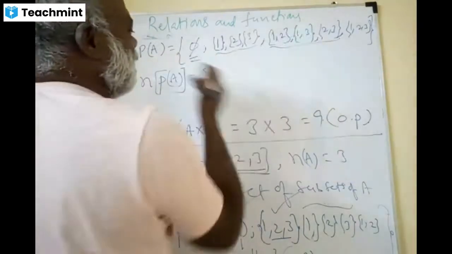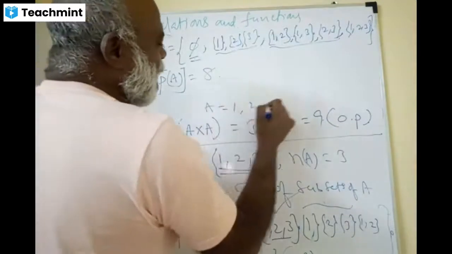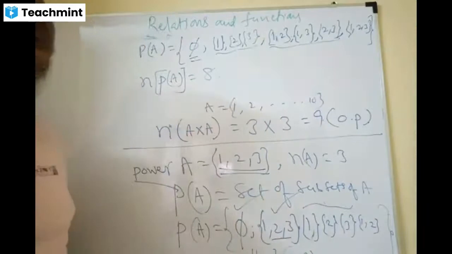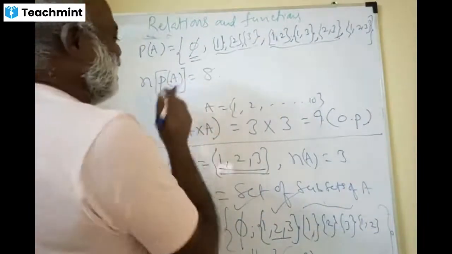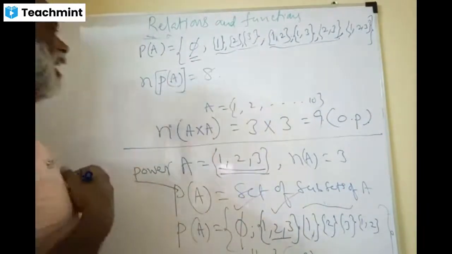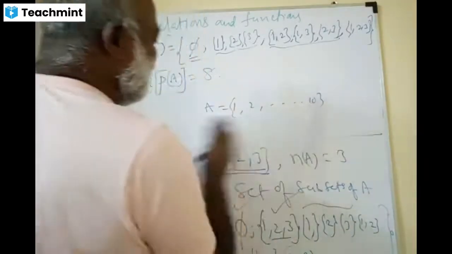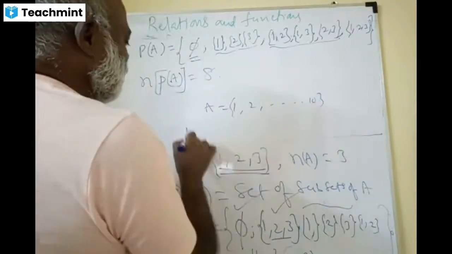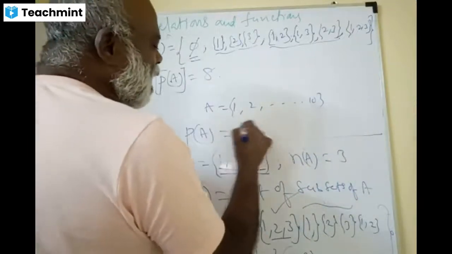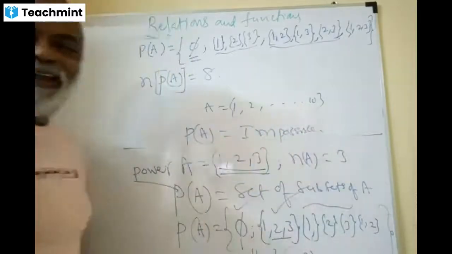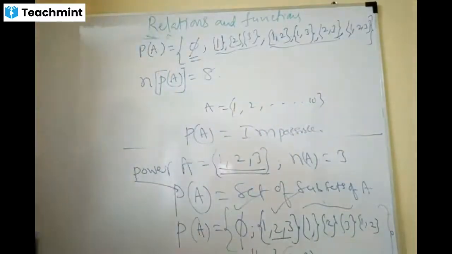Every time, if I give 10 elements in A, from 1, 2, 3 up to 10, can you write like this and say how many subsets there are? Is it possible? If A has 1 to 10, can you write P of A? Impossible. Of course you can write it, but it will take one day, and still there will be confusion. Yes or no, dears? Yes, sir.